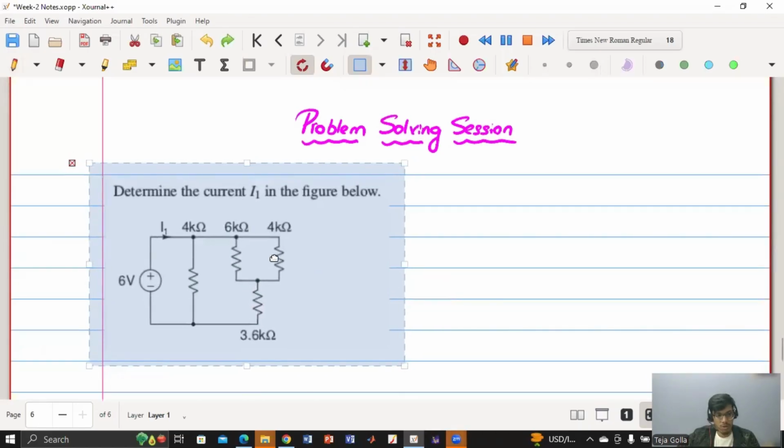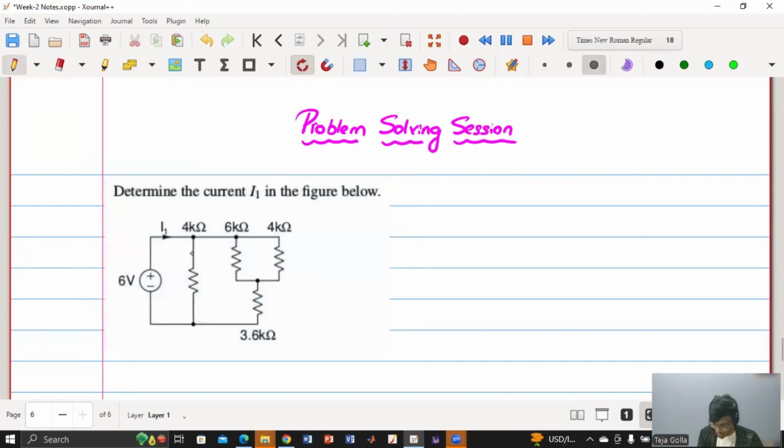6 or 4 in parallel, and in series with 3.6. Then the whole combination is in parallel with 4, sir. Yes, that is one way. Whatever you have told is good. So this is question one. Sir, R effective, apply Ohm's law. True. First, 6 and 4 are connected in parallel, right?